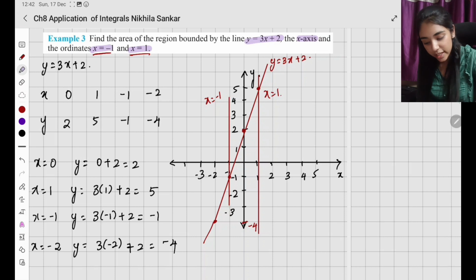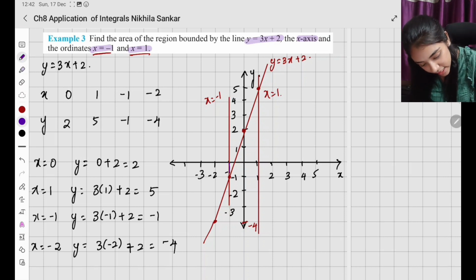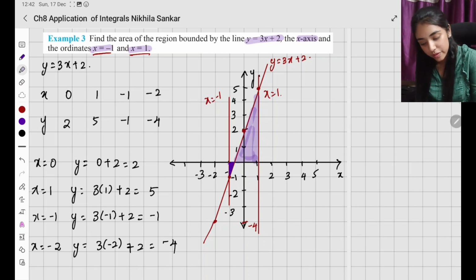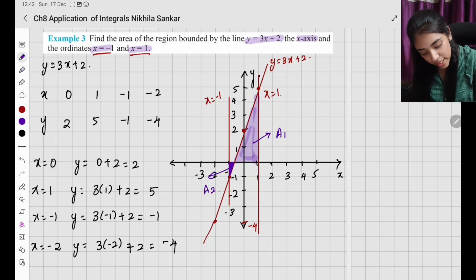Now where is the shaded region going to be? I'm going to shade the regions. So it is going to be in the line, the x-axis and this particular line. So it is going to be this particular shaded region. So this is one shaded region. And what is my other shaded region going to be? It is going to be in the line, in the equation and the x-axis. So it is going to be this shaded region. So I basically have two different areas. Do you see that? So this is going to be area 1 and this is going to be area 2.